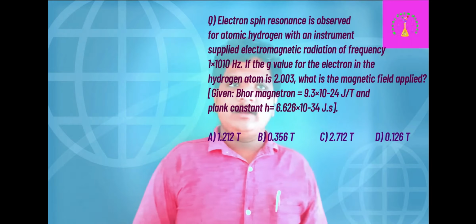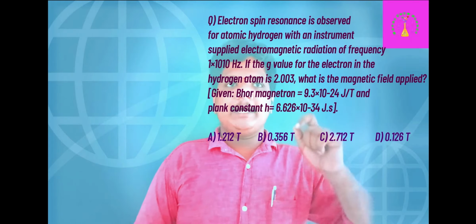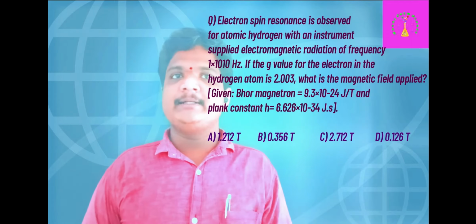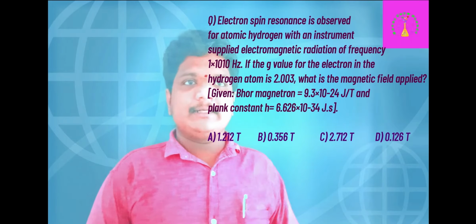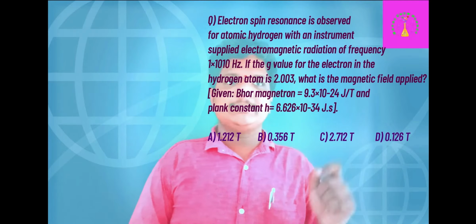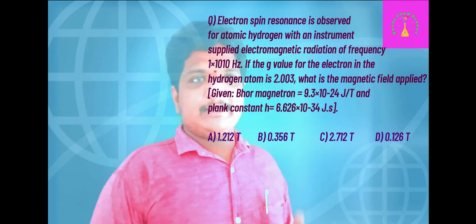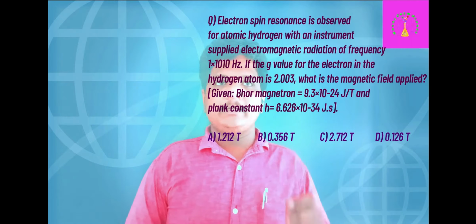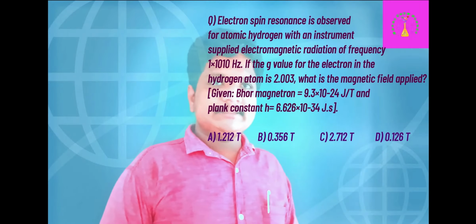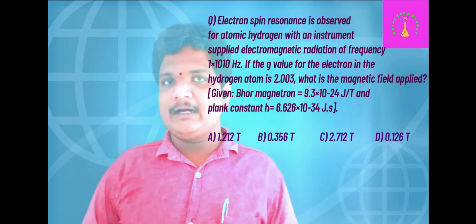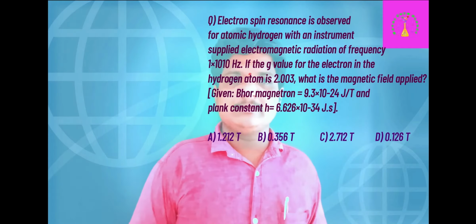Here they have given beta e, that is the Bohr magneton for the unpaired electron, equal to 9.3 into 10 power minus 24 joules per Tesla, and the Planck constant h equal to 6.626 into 10 power minus 34 joule seconds. Option A is 1.212 Tesla, option B is 0.356 Tesla, option C is 2.712 Tesla, and option D is 0.126 Tesla. Let us solve this question.